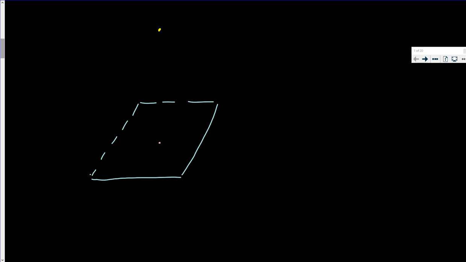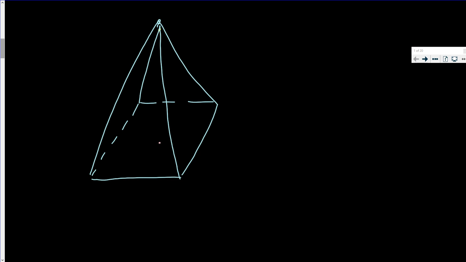So maybe it will look something like that. Okay, not too bad. It'll look something like that. Okay, and I'll tell you that the height, remember the height only goes from the floor. The height is h, and the base is 5 inches by 5 inches.